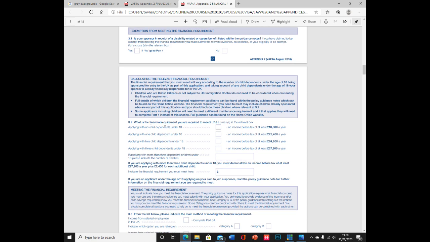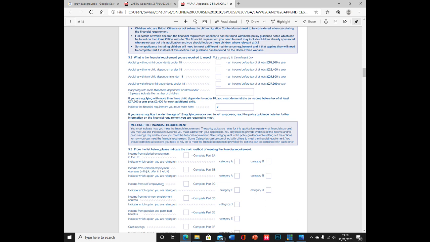The second thing is the financial requirement. Here, if you have no children, then the income requirement will be £18,600. But sometimes people who are applying with their children, for example three children, will need to show £27,200 a year. So from the list below, indicate the main method of meeting the financial requirement.